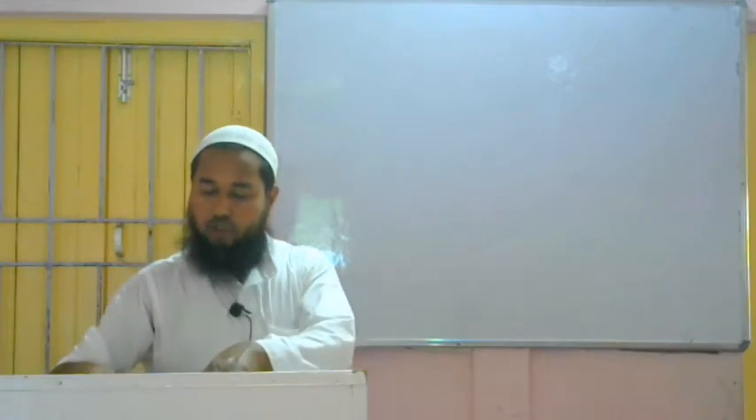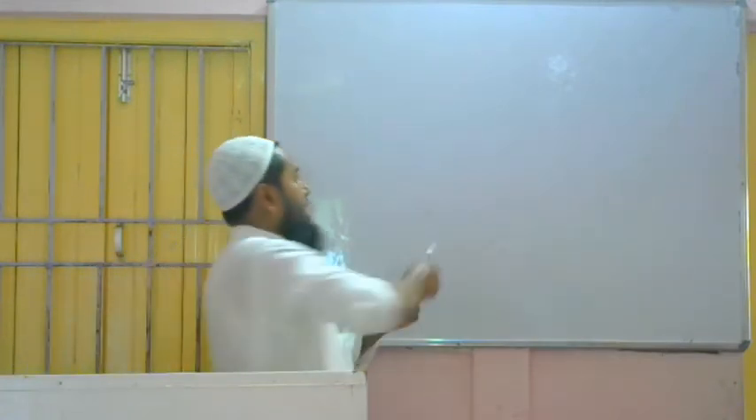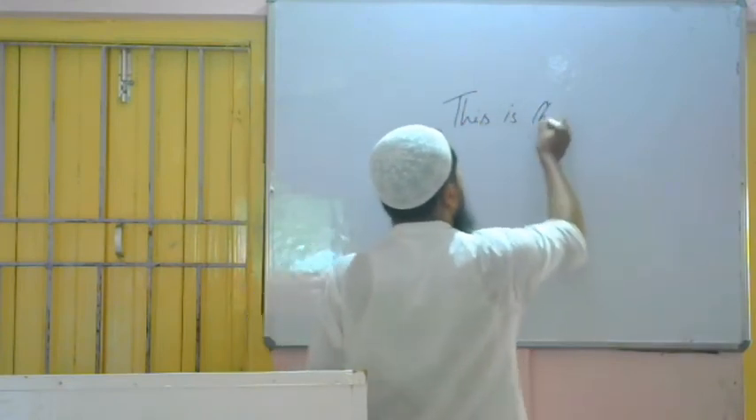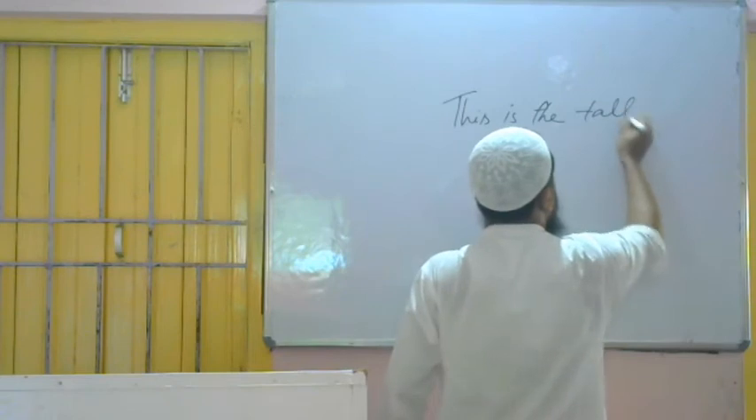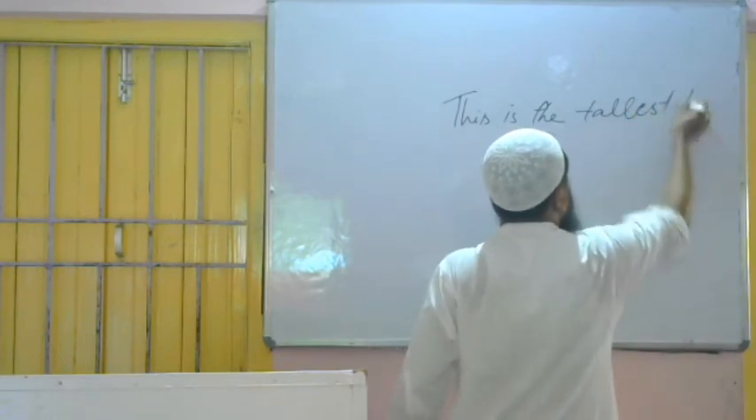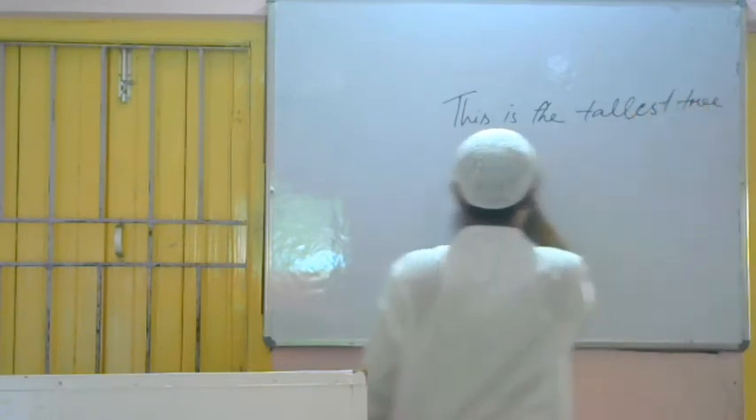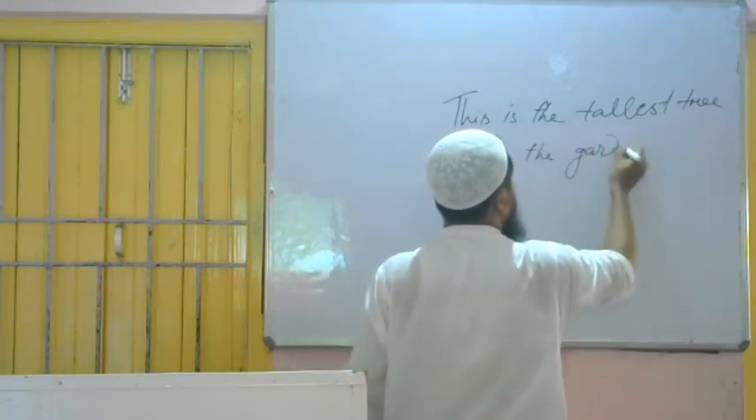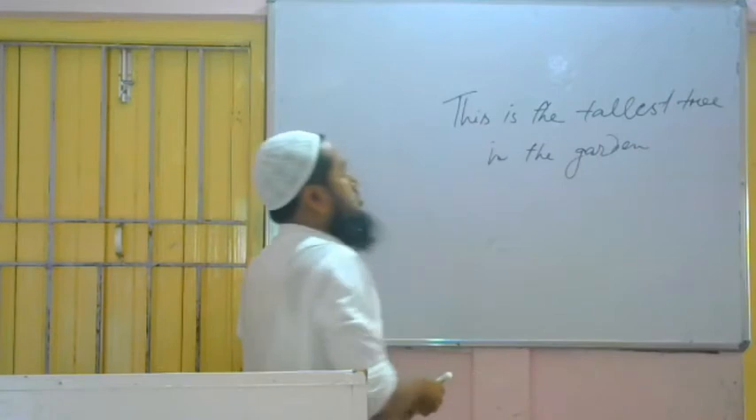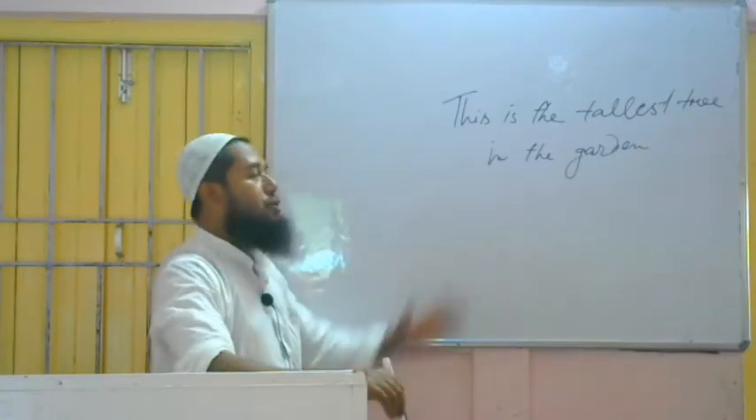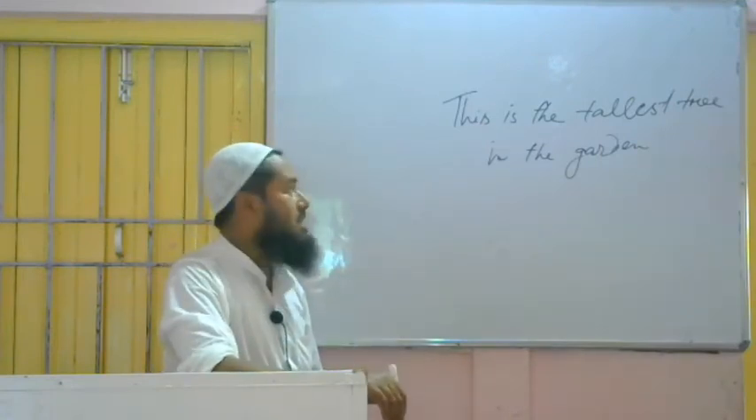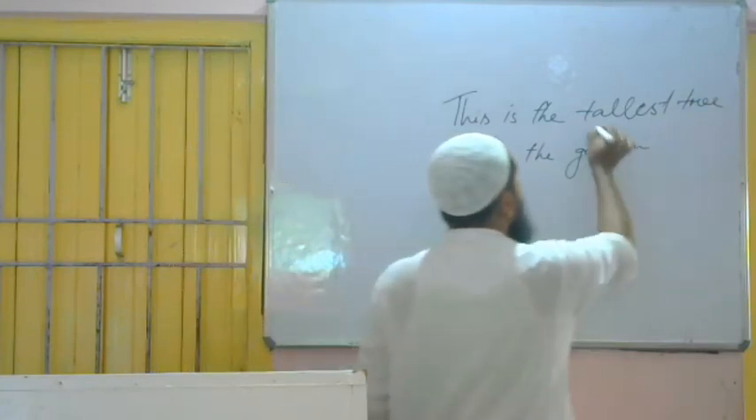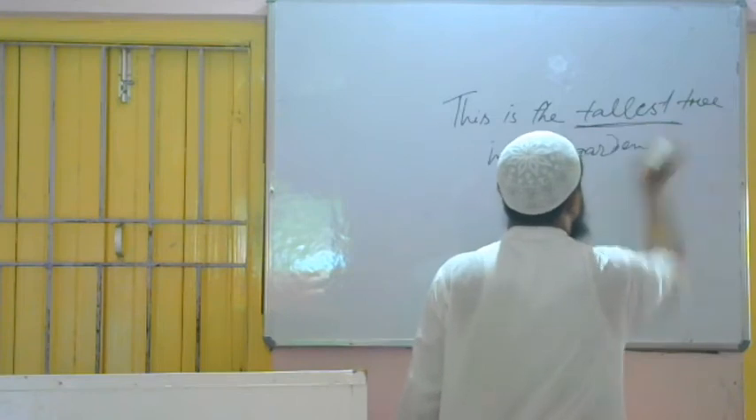This is the tallest tree in the garden, the superlative degree. So this sentence has been given to us and we are asked to change the sentence into comparative degree. Now first of all, this is a sentence of which degree? This is a sentence of superlative degree.